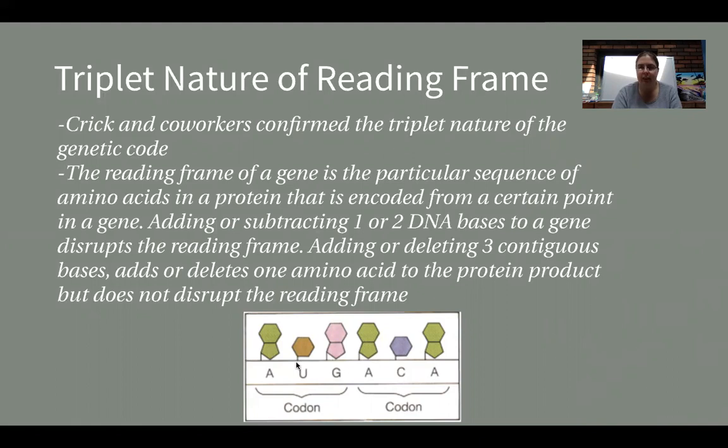Adding or deleting 3 contiguous bases, meaning ones that are right next to each other, so they are in a row. They are sequential. That's the word I'm thinking of. It'll add a new amino acid or delete an existing amino acid from the protein, but all the other amino acids should remain the same.